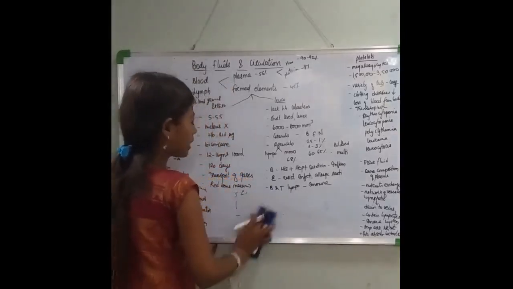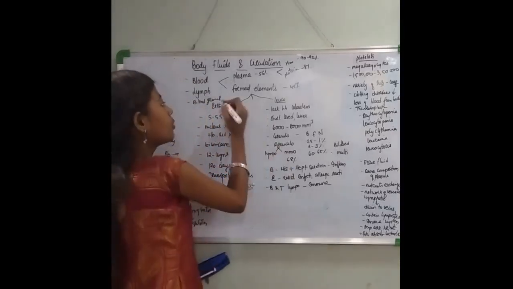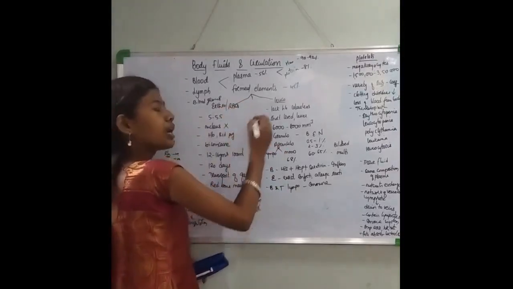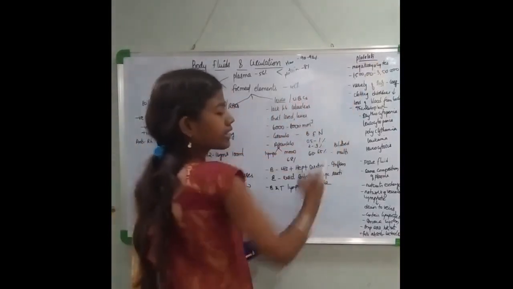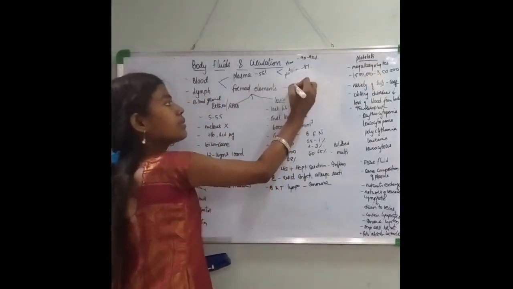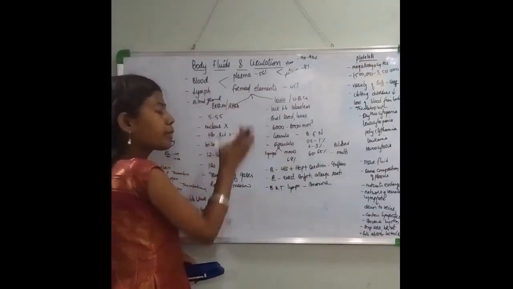Now let's talk about the formed elements. There are three: erythrocytes, also called RBCs; leukocytes, or the WBCs; and platelets, also called thrombocytes. These three formed elements constitute 45% of the blood. So now let us talk about the RBCs first.